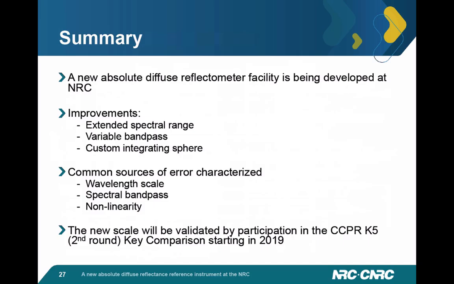Okay, so to summarize, a new diffuse reflectometer facility is being developed at NRC. It will feature improved spectral range, variable bandpass, full automation, and a custom integrating sphere. To date, we've characterized some common sources of error I just went over. And the goal is to validate this new scale by participation in the upcoming CCPR K5 key comparison for absolute diffuse reflectance, which is slated to start sometime next year.